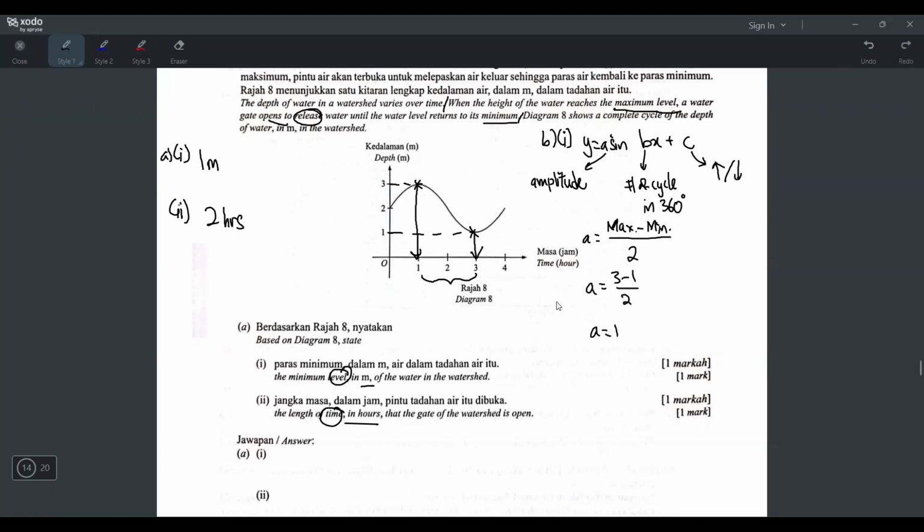It means the amplitude is 1. Okay, and I want you to know that the amplitude is actually the distance from the highest point to the center line. This is the center line. So the distance here is 1. Okay, so that is the A.